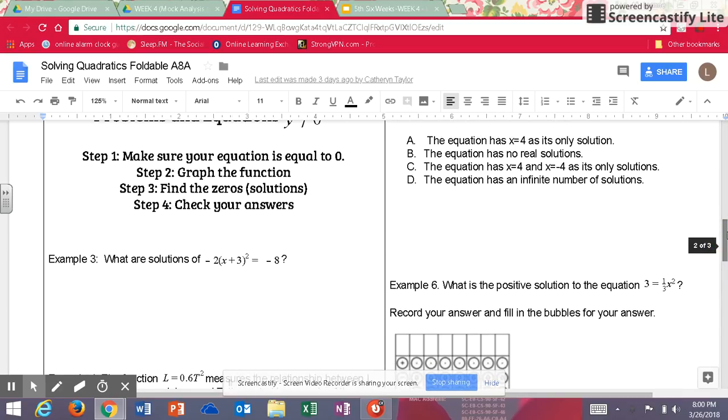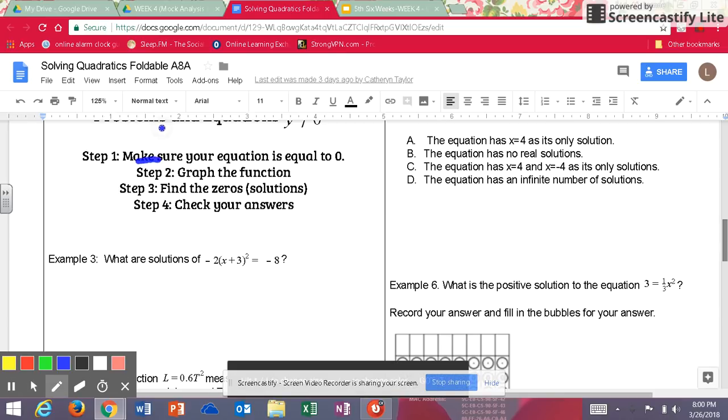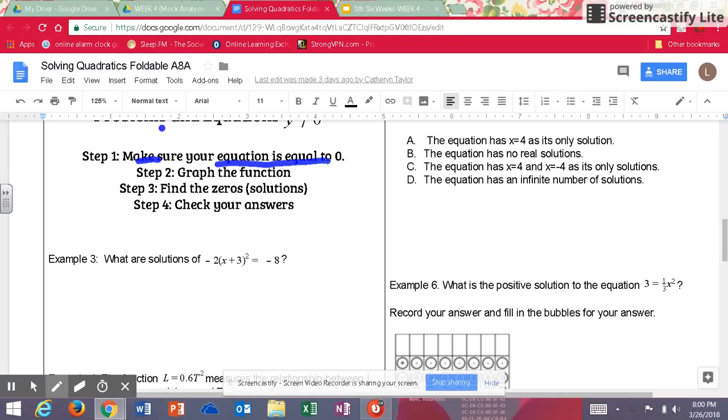Okay, the first thing you need to do, as indicated on step 1 right here, you've got to make sure that your equation is equal to 0. You also need to graph the function. So you can't graph the function until it's equal to 0. After that, you're going to look for your solutions, and then you can check your answers.